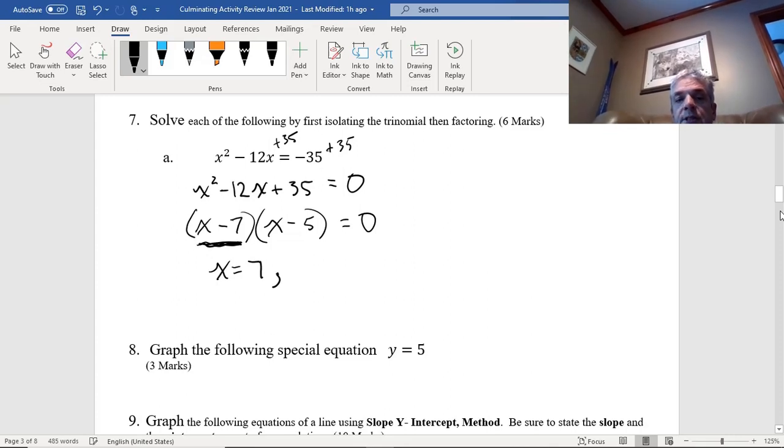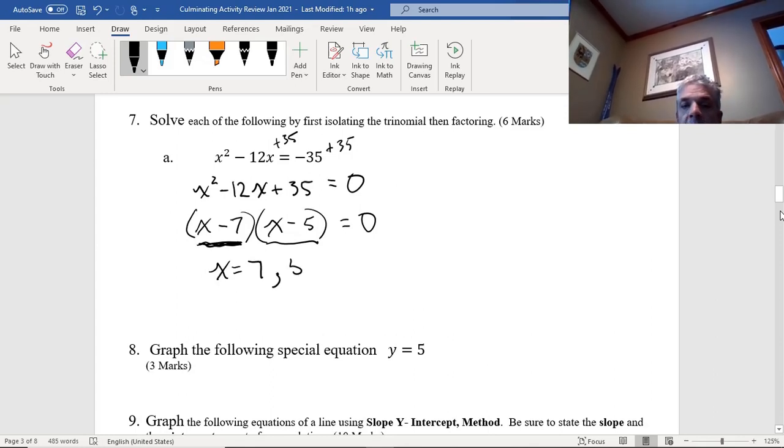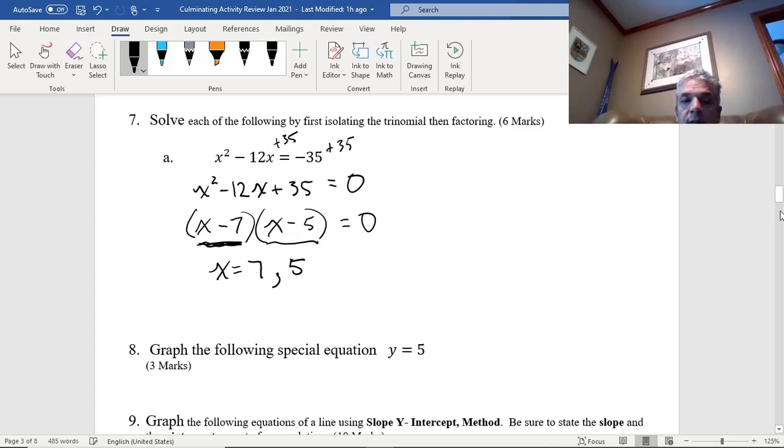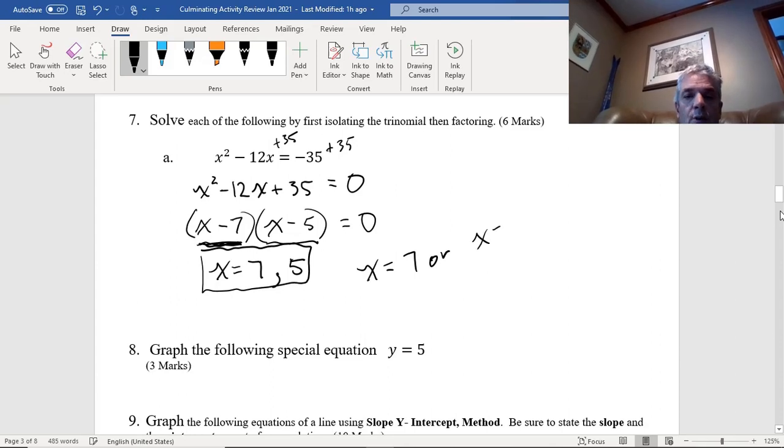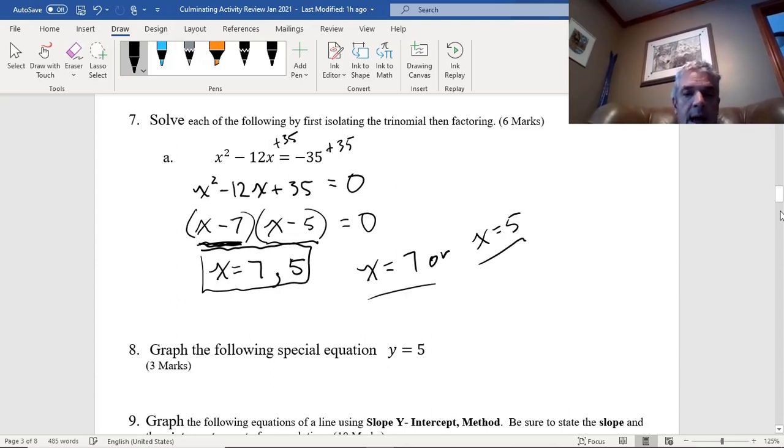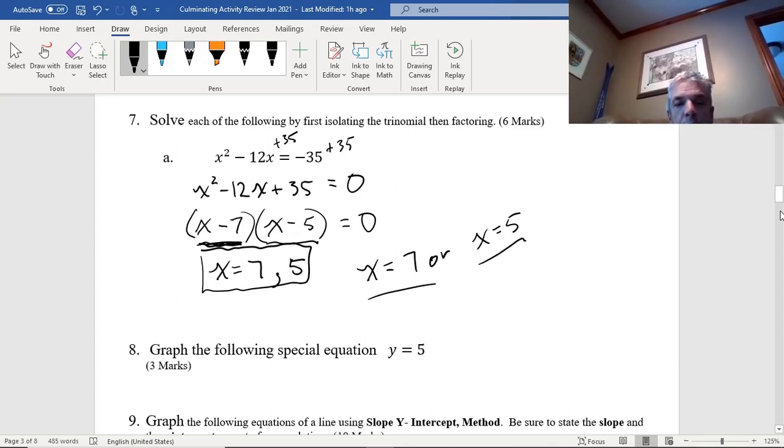And the other answer that I'll get is when this part becomes 0, okay? So if I put 5 in here, because 5 take away 5 would be 0, so 5 is another possible answer. So there are my two answers, and we often write them like this: x equals 7, 5. You could write that as x equals 7 or x equals 5. It's your call. It doesn't matter. I'm not going to worry about it. Okay?